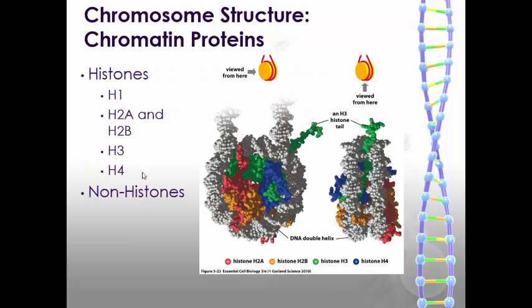There are two classes of proteins that participate in condensation, histones and non-histones. Together, these proteins bind to DNA to form the structure known as chromatin. In this chapter, we are not going to discuss non-histones, but I want you to be aware that not every protein in chromatin is a histone.